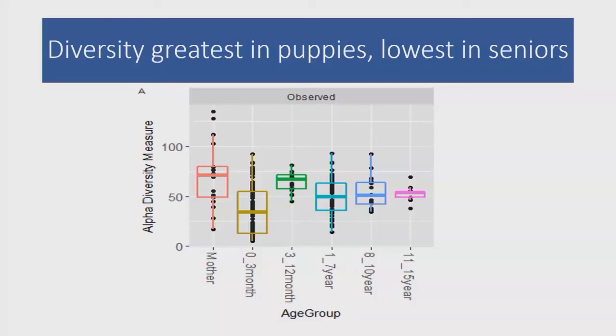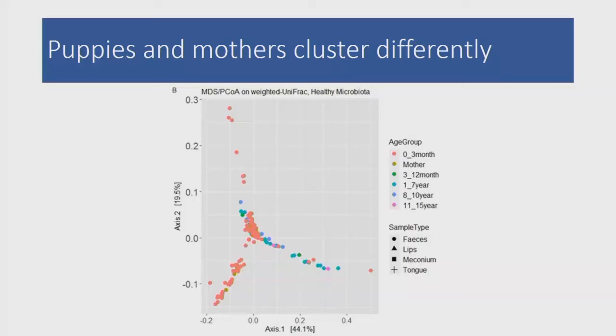The mothers and the puppies clustered differently, and what was really interesting was that the mothers changed before the puppies. They shifted their microbiome so that they had bacteria that were able to digest milk 2 weeks before they gave birth, and so then they could pass on their microbiome to the puppies, which I think is really, I think nature's quite clever.